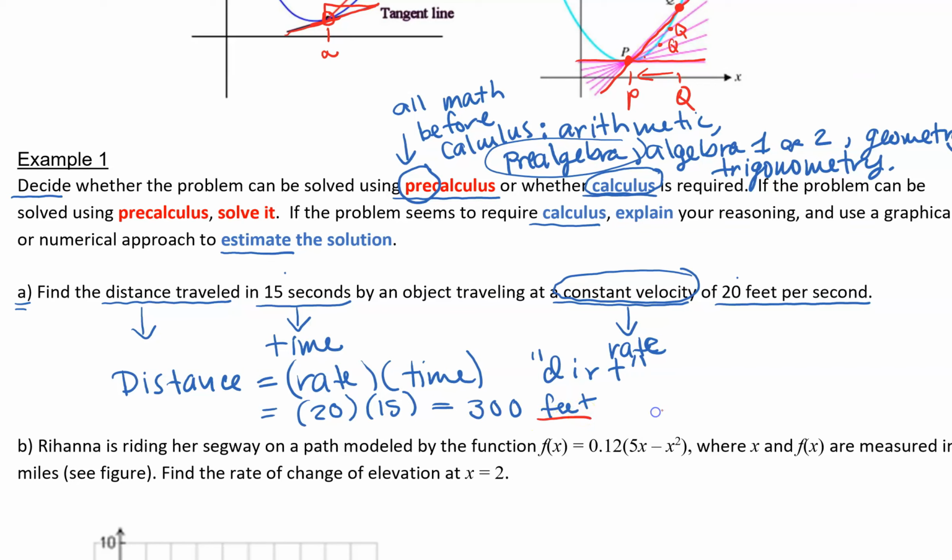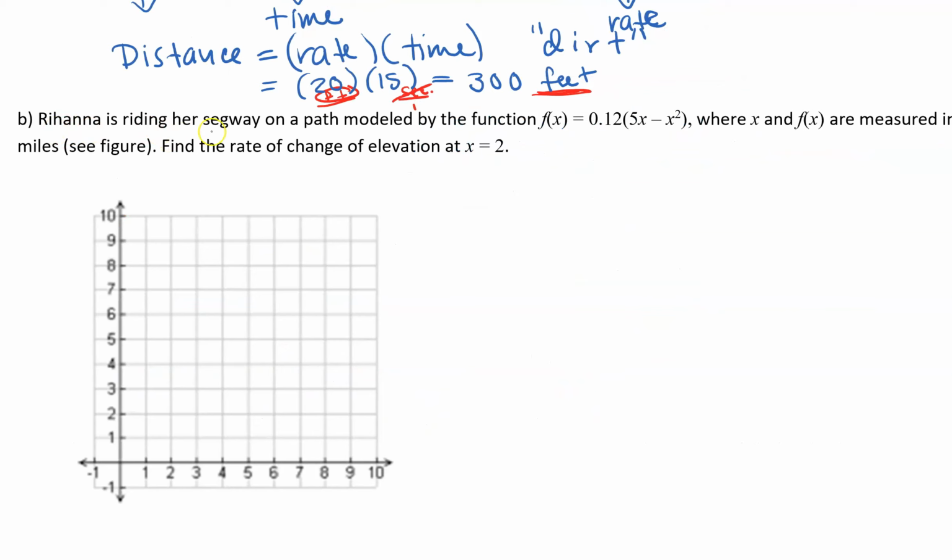Just a quick comment on the units. So this 20 right here was in feet per second. This 15 right here was in seconds. You can think of that as seconds over 1. So the seconds cancel out and the units you're left with are just feet. Okay, so part A did not need calculus. I was able to just use simple pre-algebra to solve it. Let's take a look at part B. So we have Rihanna riding her Segway on a path modeled by this function here, where x and f of x are both measured in miles.